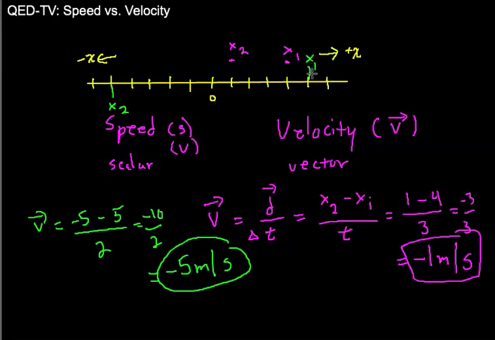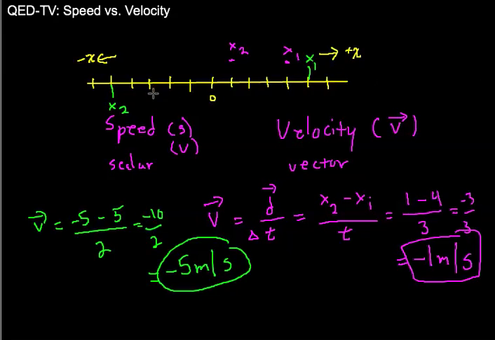So if we started here, after 1 second, we would have gone 5 meters to the left. 1, 2, 3, 4, 5. And after another second, we go another 5 meters. 1, 2, 3, 4, 5. That would put us in position 2. So we have a negative 5 meters per second. Negative because this object is traveling to the left.